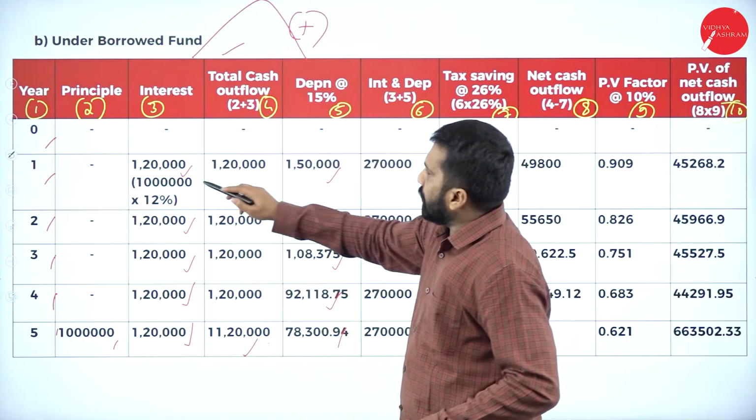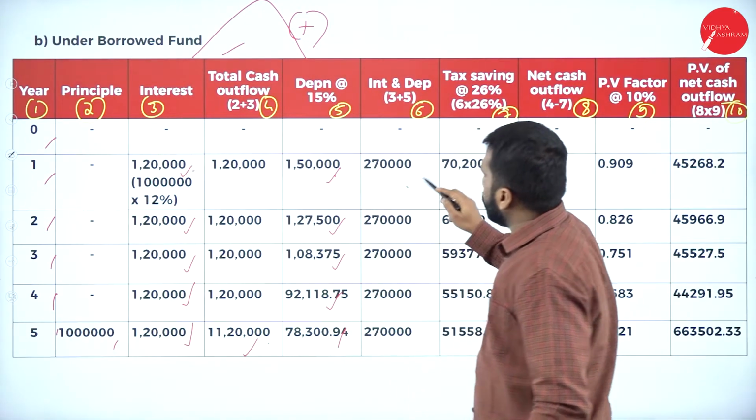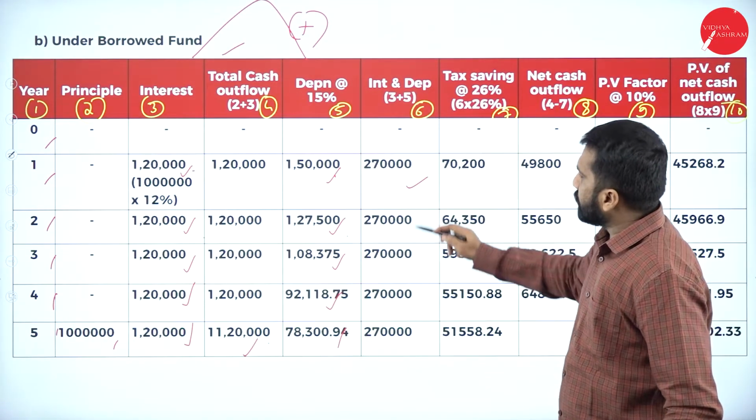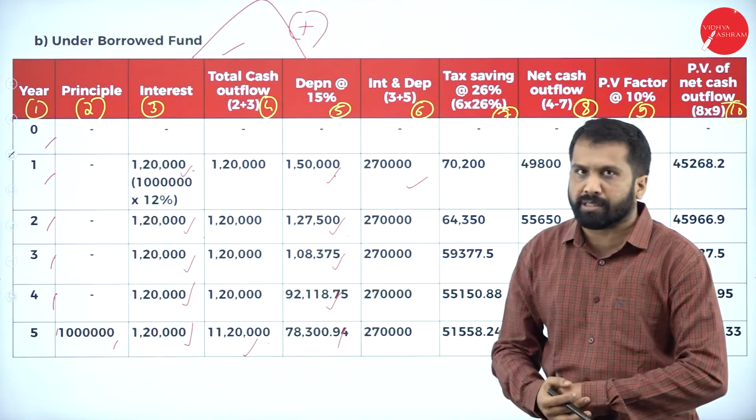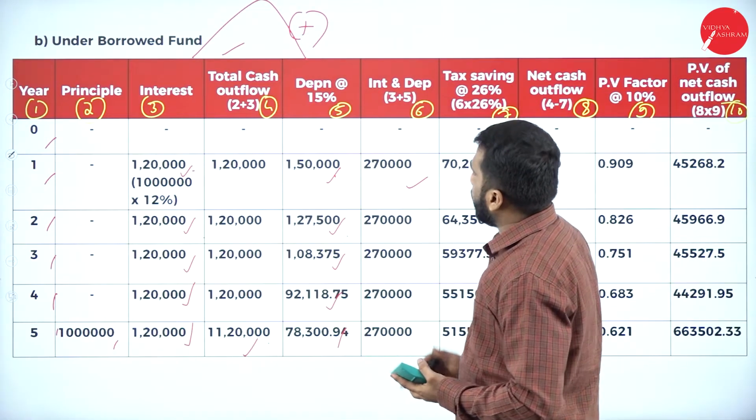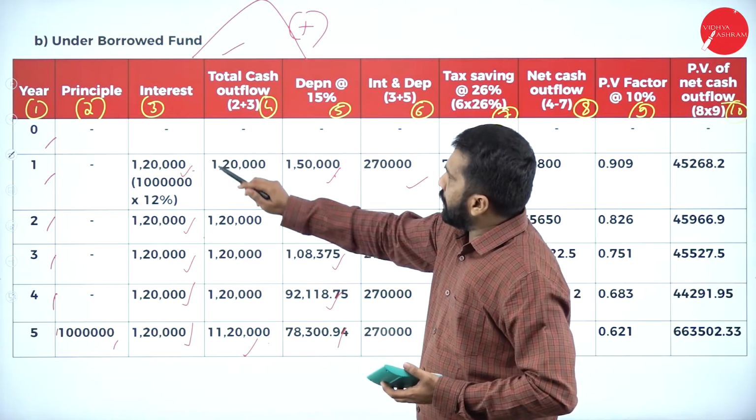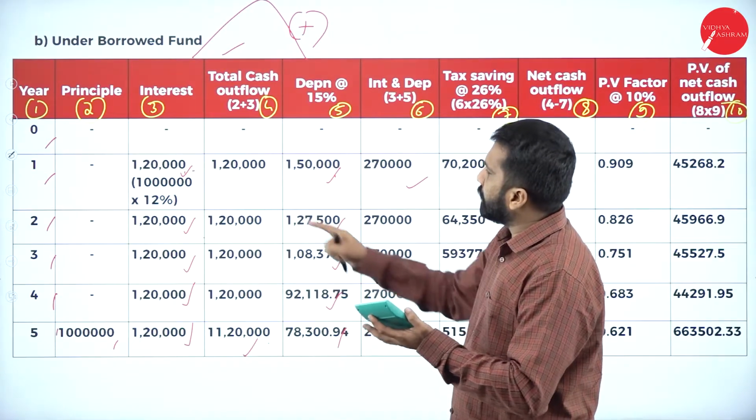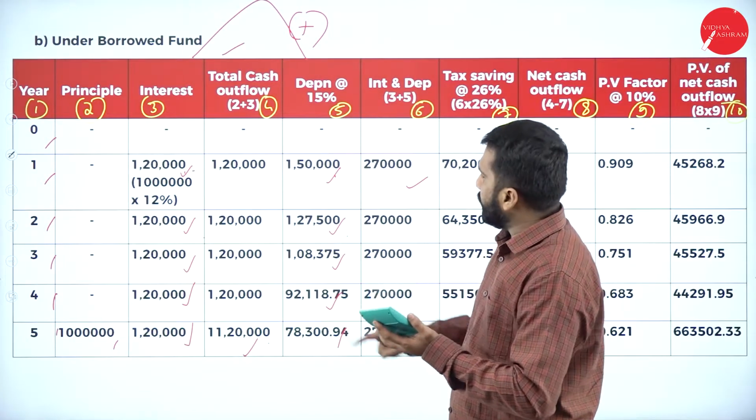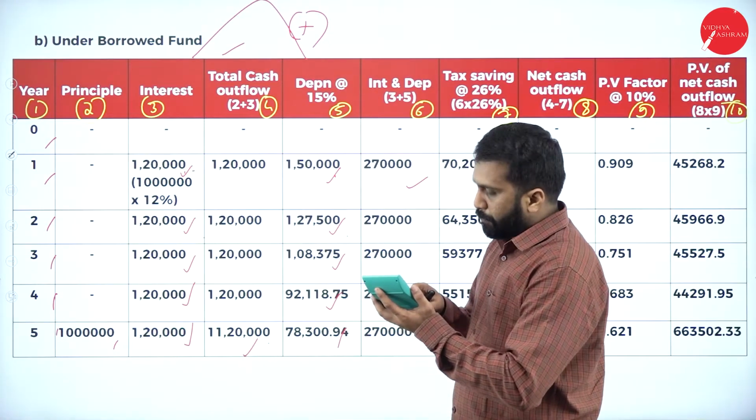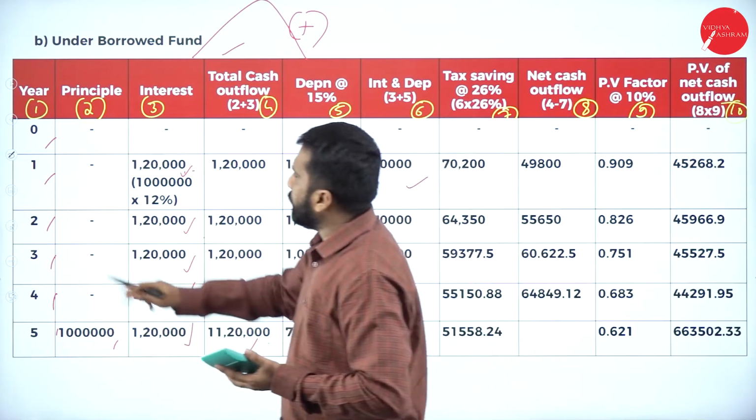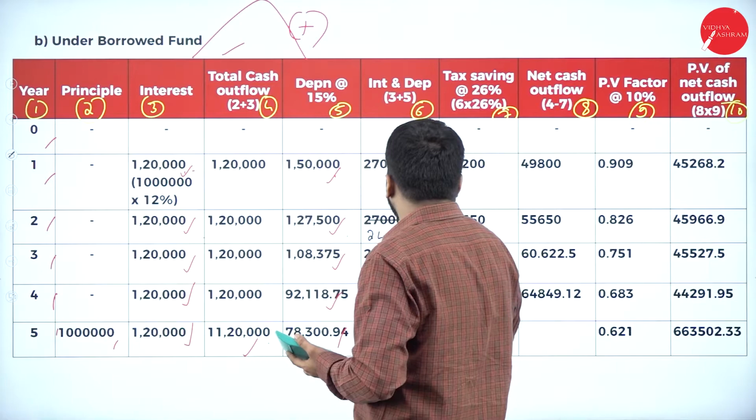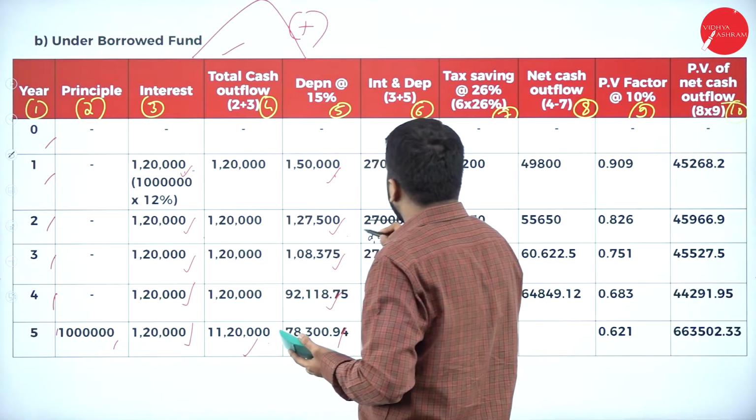Now, 1,20,000 plus 1,50,000, 2,70,000. 1,20,000 plus 1,27,000, so this has to be changed. I'll change that. Now in this, what happens? 1,20,000 plus your 1,50,000, it is 2,70,000. Correct. What is the second one? 1,20,000 plus 1,27,500. Your answer will be 2,47,500. What is the next one?